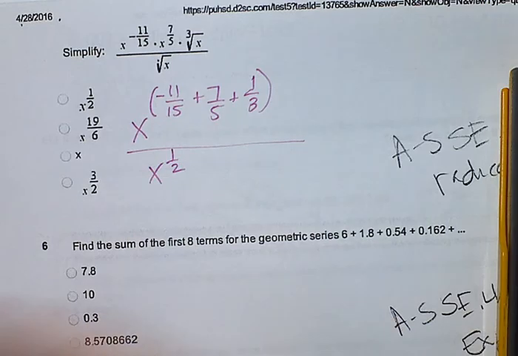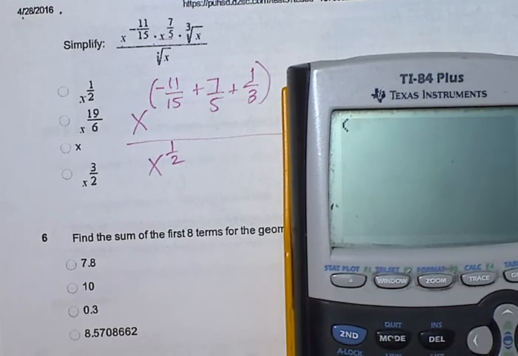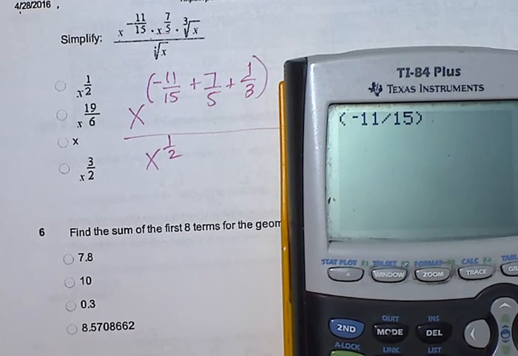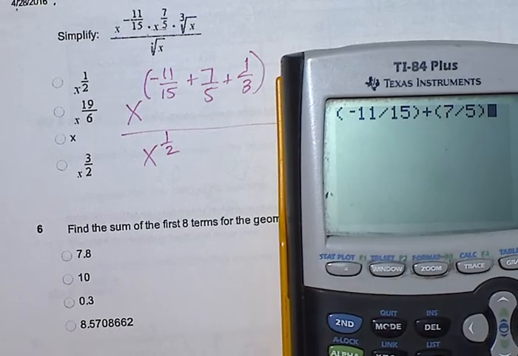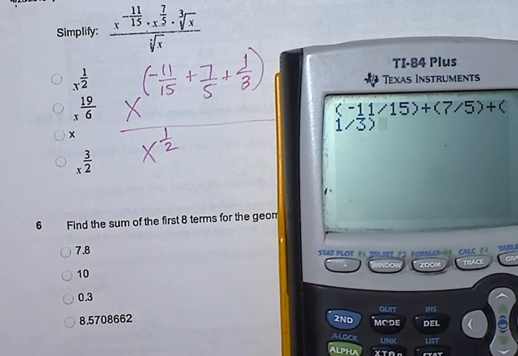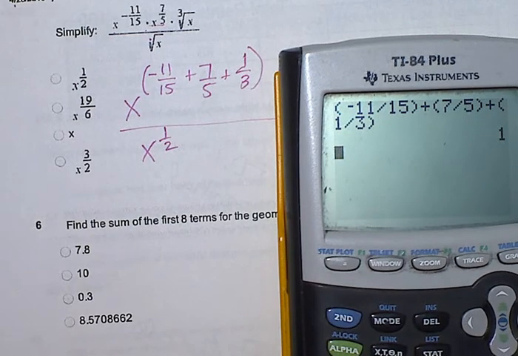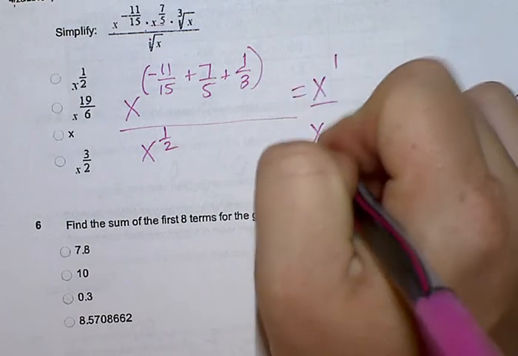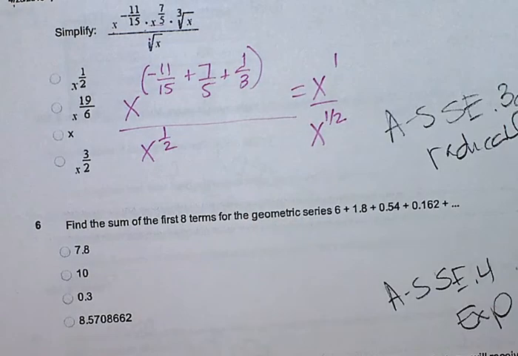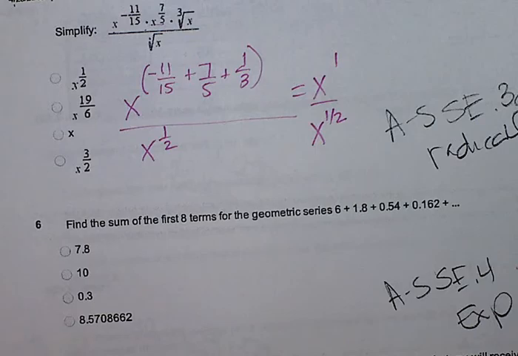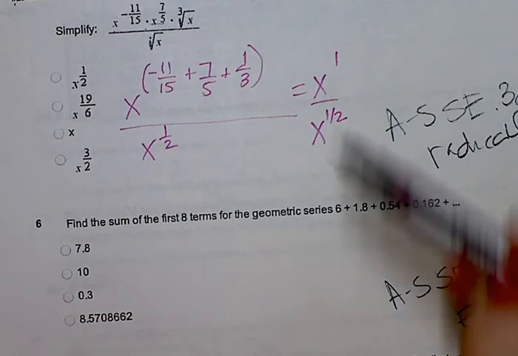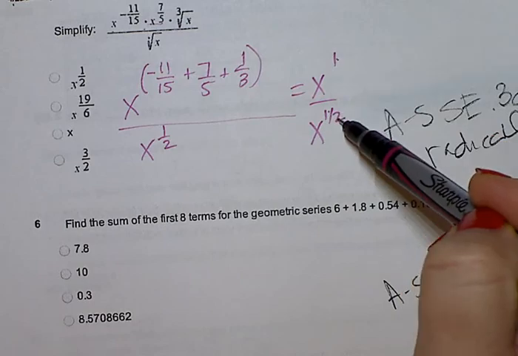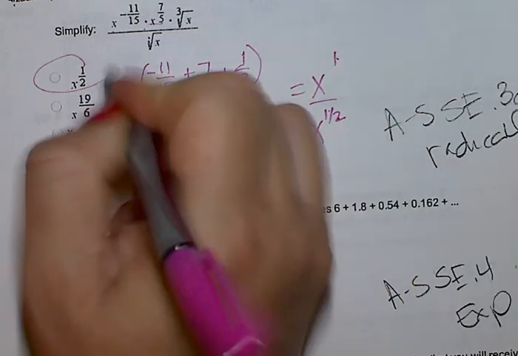Okay, so here's my top and here's my bottom. Again, same base and multiplying, we're going to add the exponents. So please do this with me. We have negative 11 fifteenths plus 7 fifths plus 1/3. And normally I would tell you to put it back into a fraction, but in this case it just happens to be a whole number. When you have the exact same base and you are dividing, you are going to subtract the exponents. 1 subtract 1/2 is 1/2. Correct answer is your first option.